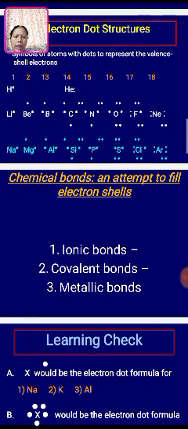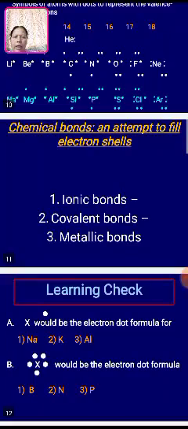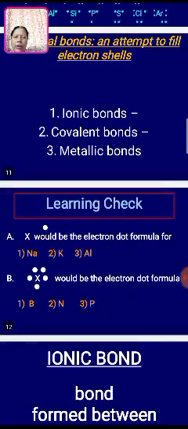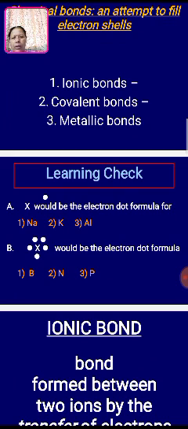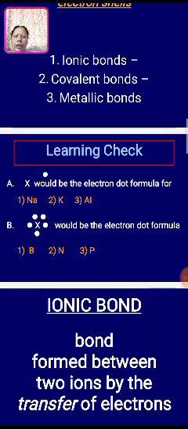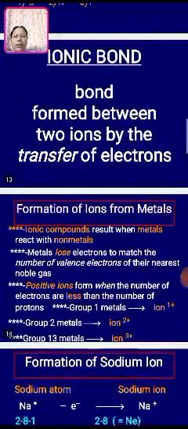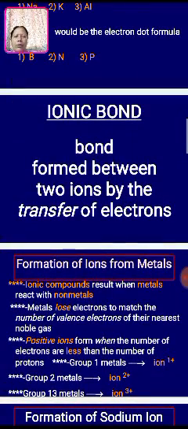Chemical bonds are an attempt to fill the electronic shell. They are ionic bonds, covalent bonds and metallic bonds. Let us see: X dot would be the electron dot formula for sodium, potassium or aluminum, and another, X5 dot, would be the electron dot formula for another group. So think about it, and let us write in your notebook. Ionic bond: the bond formed between two ions by transfer of electrons.